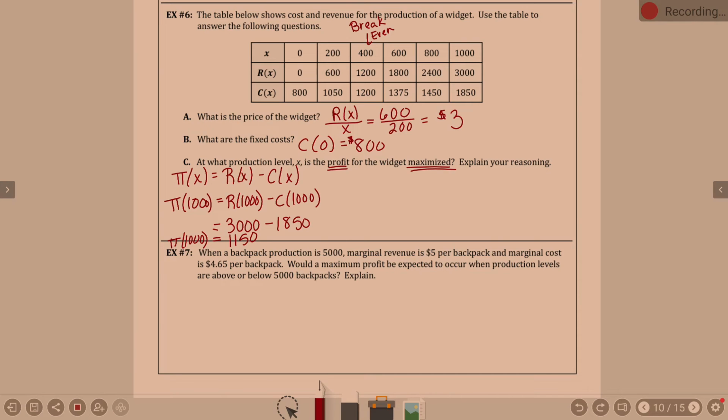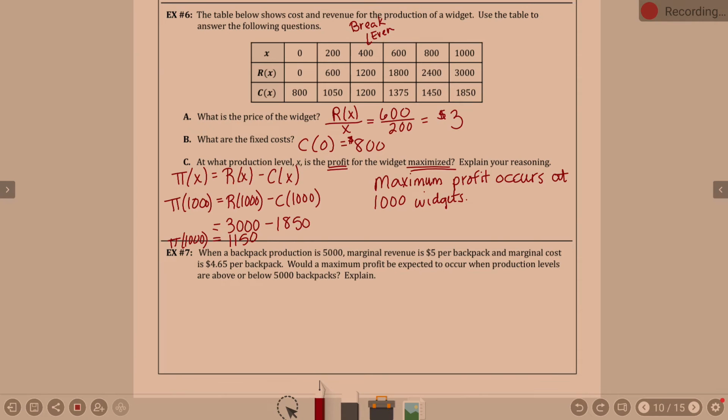So, explain your reasoning. Well, our reasoning was that subtraction. That's when the revenue is increased the most from cost. So I just have maximum profit occurs when production is 1,000 widgets, and that, you know, revenue of 1,000 minus cost of 1,000 is 1,150. So maximum profit occurs at 1,000 widgets.